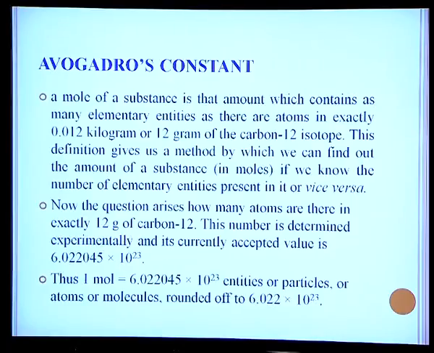This definition gives us a method by which we can find out the amount of substance in moles if we know the number of elementary entities present in it, or vice versa. Now the question arises, how many atoms are there in exactly 12 gram of carbon-12? This number is determined experimentally and its currently accepted value is 6.022045 into 10 to the power 23. Thus, a mole is equal to 6.022045 into 10 to the power 23 entities, particles, atoms or molecules, or roughly 6.022 into 10 to the power 23. This is called the Avogadro constant.